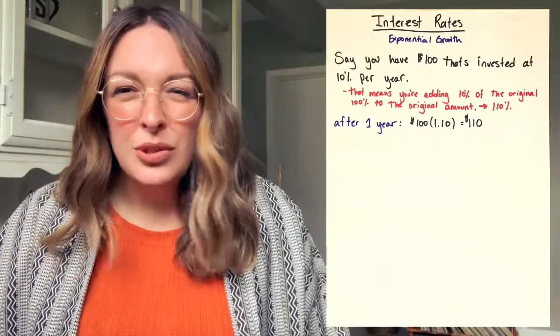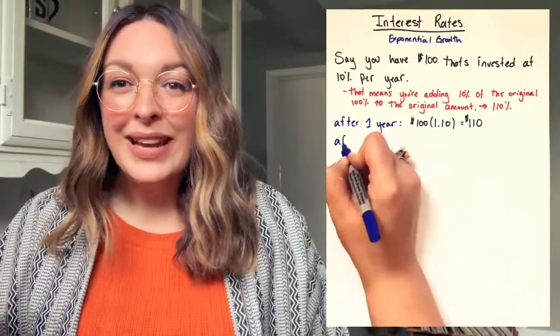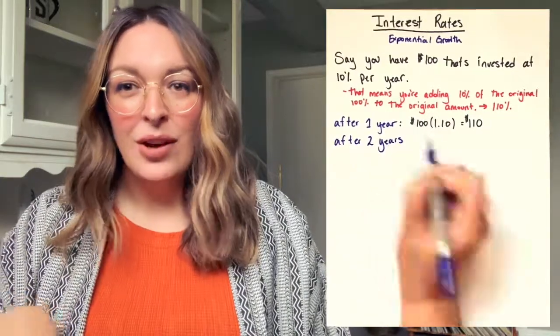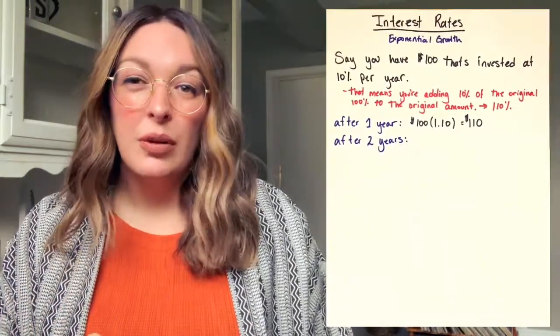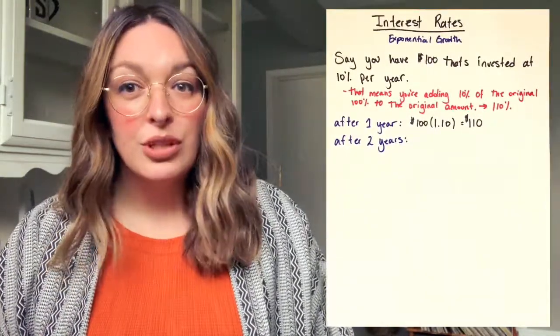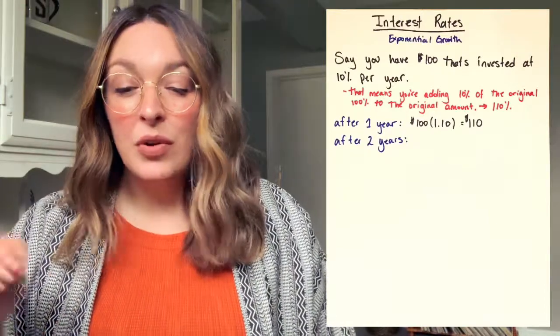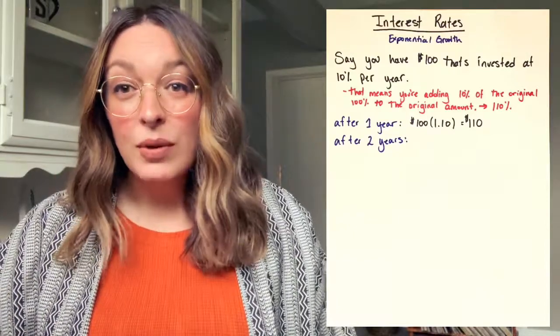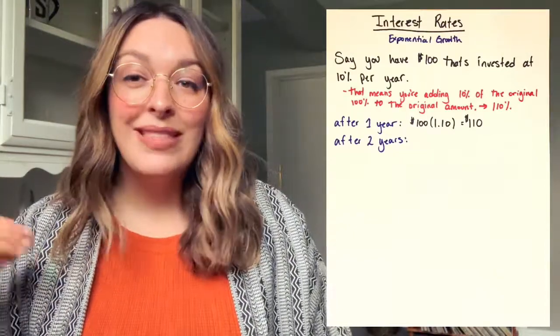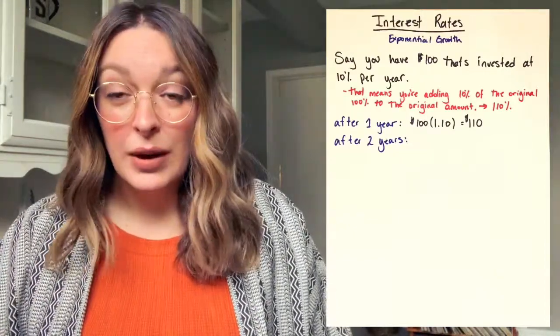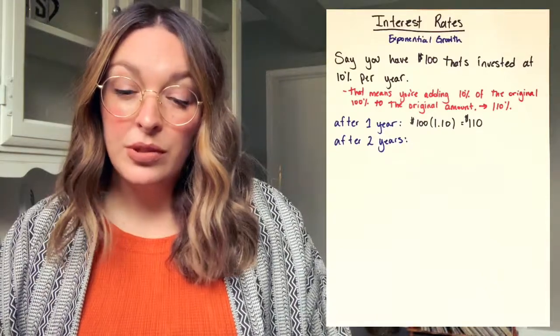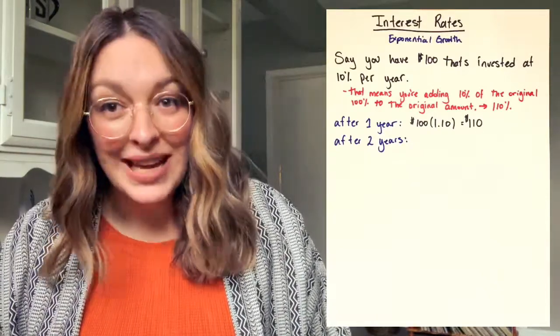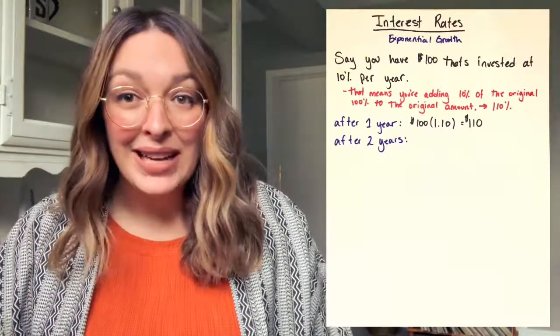So what would you do for the second year? Well, now instead of just adding $10 every time, because that's 10% of the original amount, and that's not how interest works. That would be linear growth if you're just adding $10 every year. Now we want 10% of the new amount, and that's how interest works. So now I need 10% of $110, and I add that.